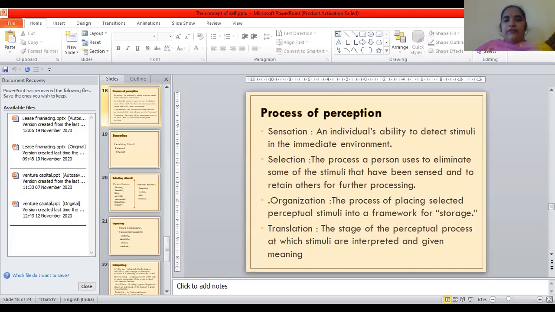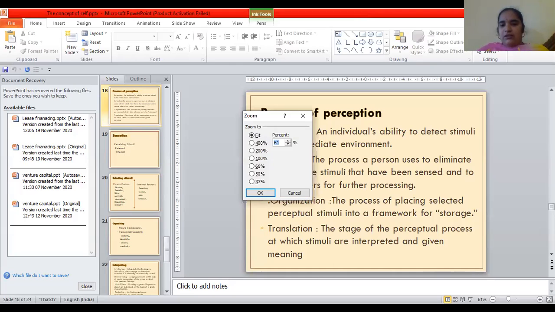So in today's class, we'll be continuing our discussion about the perception process. In our last class, we discussed what perception is and what the steps involved are. Today we'll go into the details of the four steps, that is sensation, selection, organization, and translation.